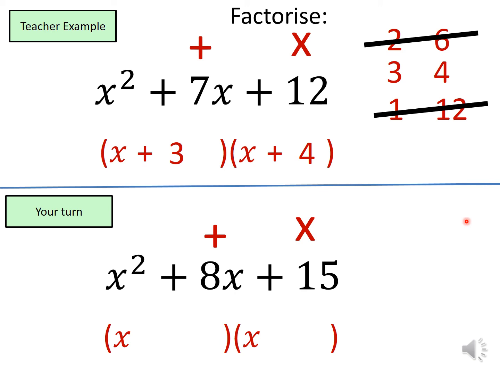Okay, hopefully everybody wrote all the possibilities of getting 15, 1 and 15, 3 and 5. Is there any way 1 and 15 is going to give you 8? No, so it can't be that one. Is there any possibility 3 and 5 gives us 8 when we add them? Yes, those are our numbers. Then we put 3 and 5 in the brackets, and it doesn't matter in which order. You can put 5 and 3, or you can put 3 and 5. That's your answer. You factorized it.